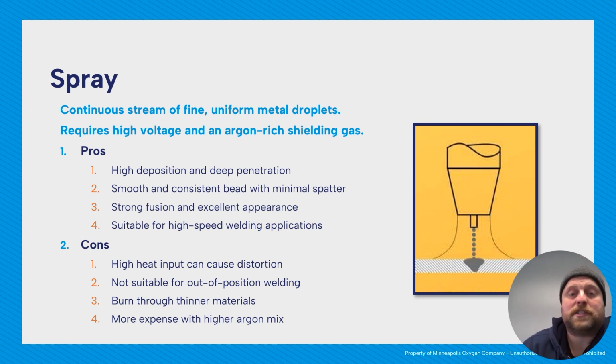All right, next one is spray. I said short circuit might be most used overall, but in industry, there's a ton of spray and then a ton of pulse, which is kind of like a form of spray. So spray is when we have a continuous stream of fine, uniform metal droplets. You have to have high voltage and argon-rich shielding gas, so at least 80% argon. Usually people do like a 90-10 mix, something in that world.